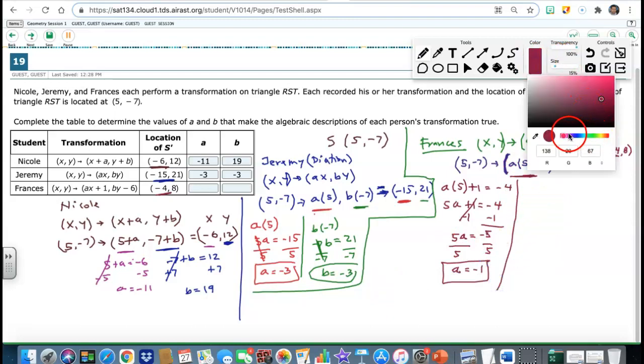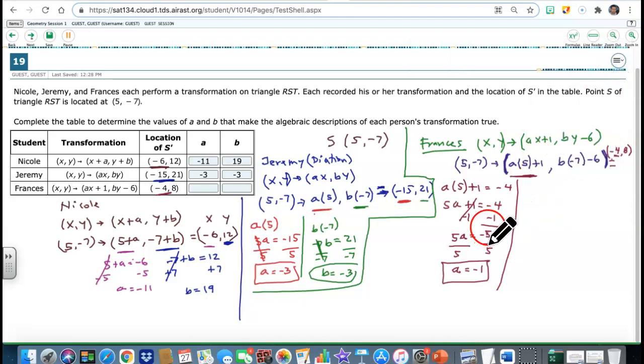Let's change the color. Let's do some kind of blue, I guess. And now the same process, but with the y. B times negative 7 minus 6 equals the y value, which is 8. Instead of b times negative 7, that doesn't seem right. Let's flip the order of these two, and I'm going to write negative 7b minus 6 equals 8.